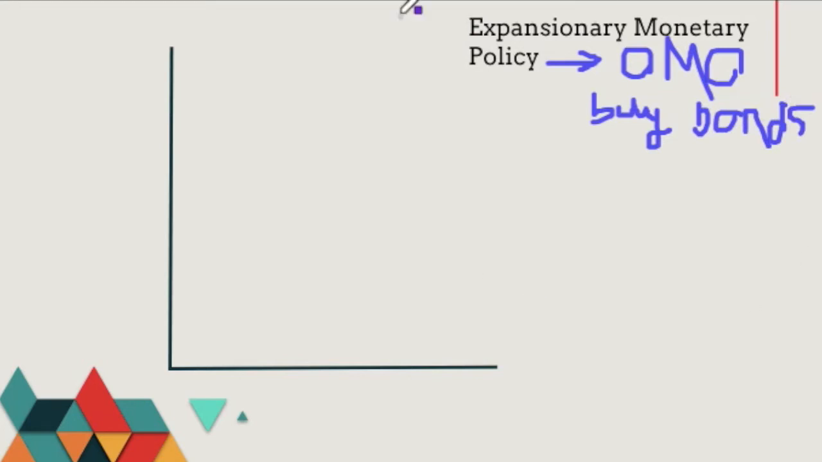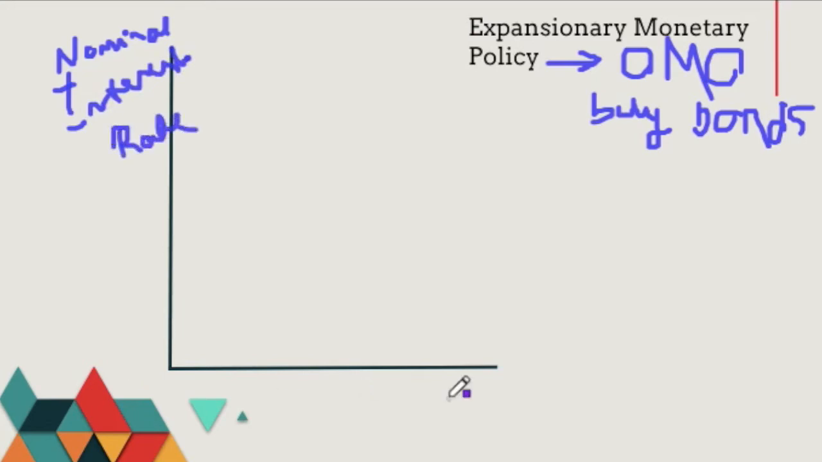All right, let's draw the money market graph for this situation. Our vertical axis is going to be nominal interest rates. And in this case, nominal just means it's not indexed for inflation. Real interest rate would be indexed for inflation. Nominal would be just a raw number. Nominal interest rates. And our horizontal axis is going to be the quantity of money. In this case, we're talking dollars.